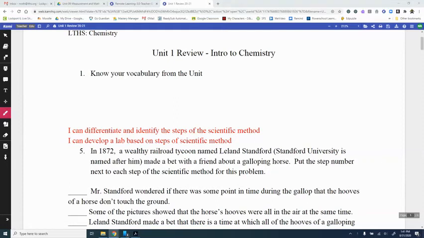All right, so here is your review for Unit 1. So we're going to go through most of these, not every single one of them, because, for example, this first one, know your vocabulary from the unit. I'm not going to go over every single piece of vocabulary from the unit. So some of these we are going to skip, but most of them we are going to go through. So as we go through them, follow along.